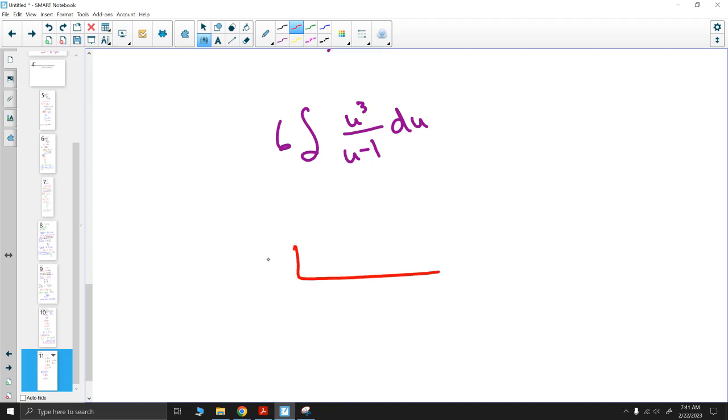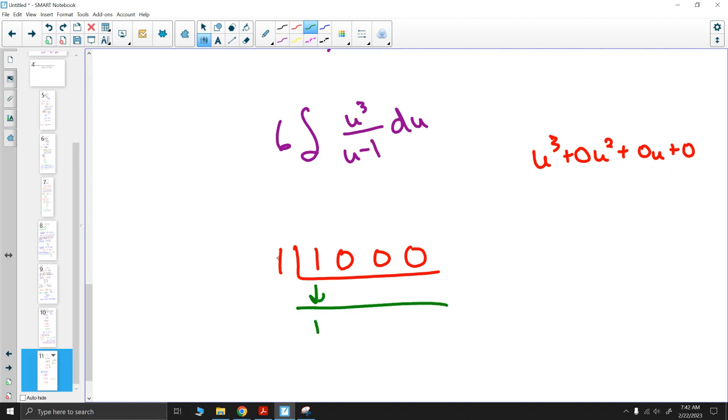So u minus 1 is just a positive 1. We have a 1 u cubed, 0 u squared, 0 u, and a 0 constant. So again, this would be u cubed plus 0 u squared plus 0 u plus 0, like that. So we have to have those placeholders in our synthetic division. Bring the 1 down. 1 times 1 is 1, 0 plus 1 is 1. 1 times 1 is 1, 0 plus 1 is 1. 1 times 1 is 1, 0 plus 1 is 1. So that's our remainder.